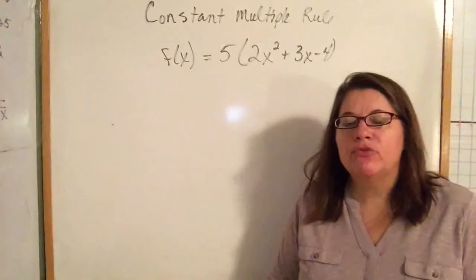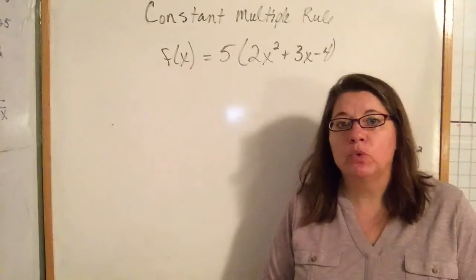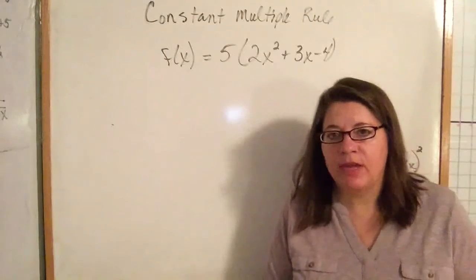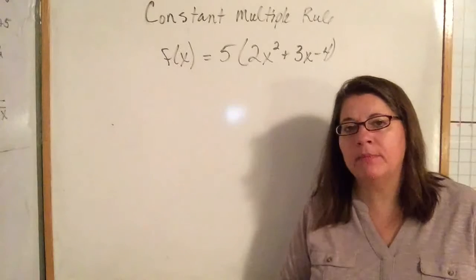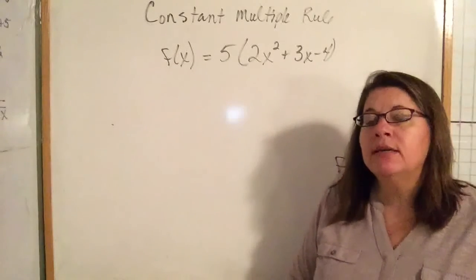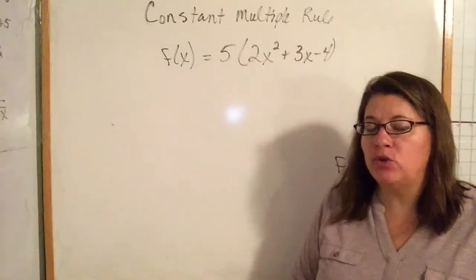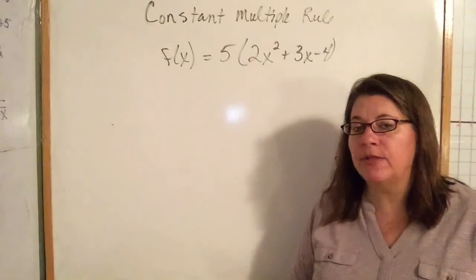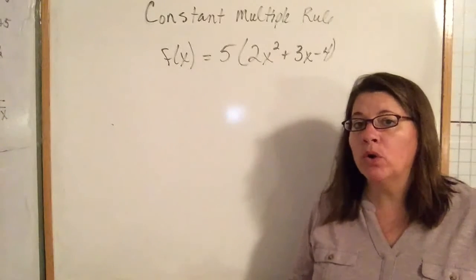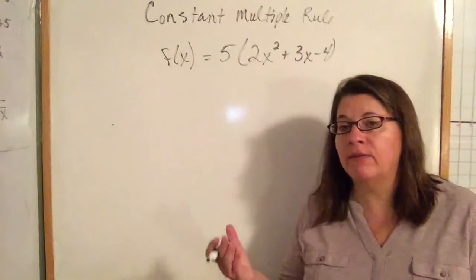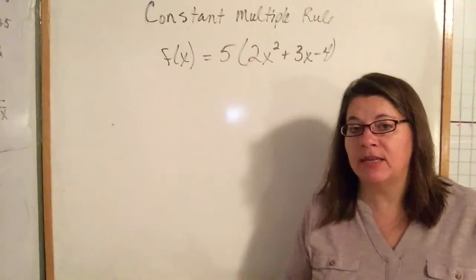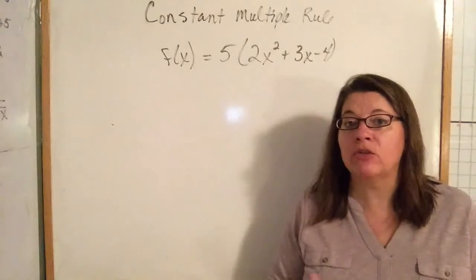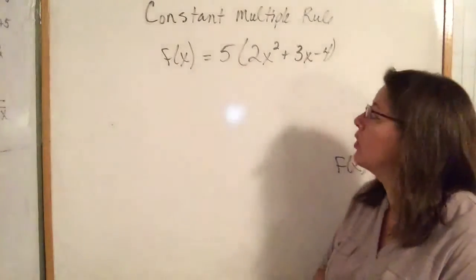Next, I want to demonstrate the constant multiple rule. There's a rule in calculus that says if you have a function and that entire function has been multiplied by a constant, then you could do one of 2 things. You could distribute the constant first and then take the derivative, or you can take the derivative of the function part and then multiply that derivative by the constant, and you're still going to get the same answer either way. So I want to show you how that works.